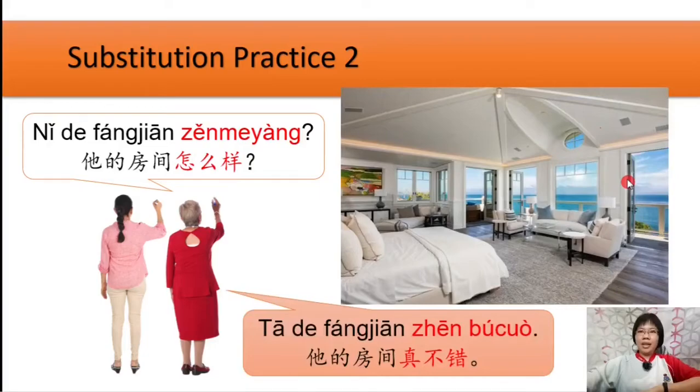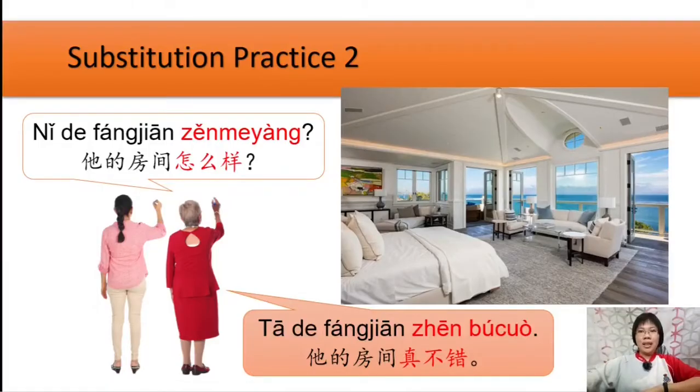Ladies and gentlemen, I believe this is a very decent room, or actually my dream house too. Phew. So, let's use the word not bad to describe this room. 他的房间真不错。不错 not bad.